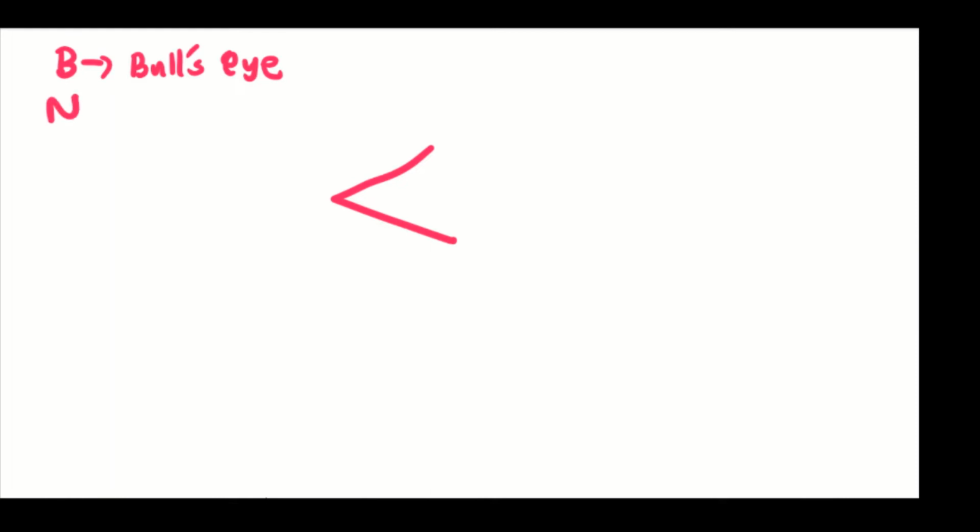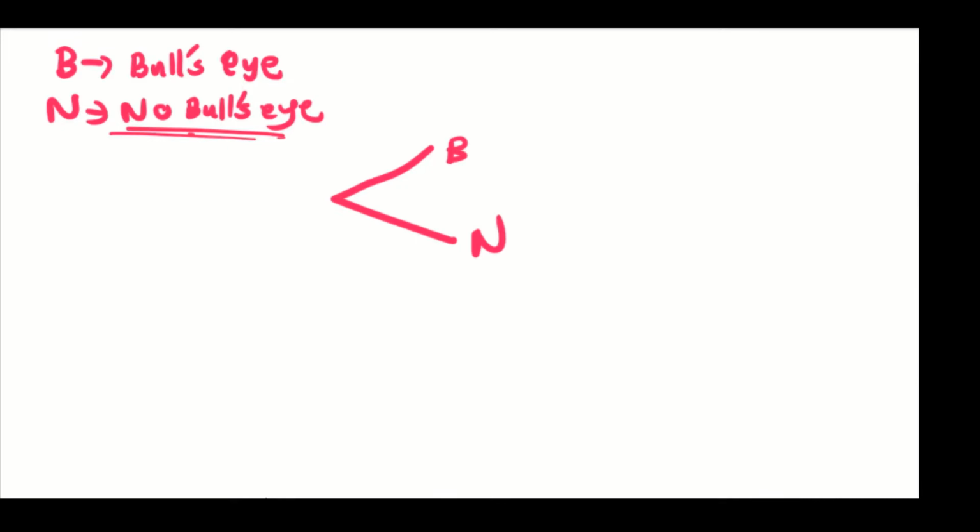So let's first draw this tree diagram. We're having two things here. B will stand for bull's eye, and then N will just stand for no bull's eye, meaning he won't be hitting the bull's eye here. So it's going to be B and it's going to be N.